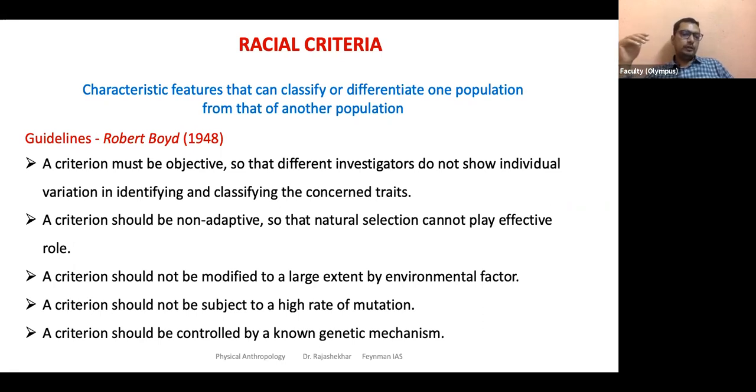Here we are going to briefly look at Robert Boyd's classification of races and the criteria used for classifying races. What should be the criteria that we have to use? It may or may not hold true today, but what should be the criteria for classifying humans into various races?